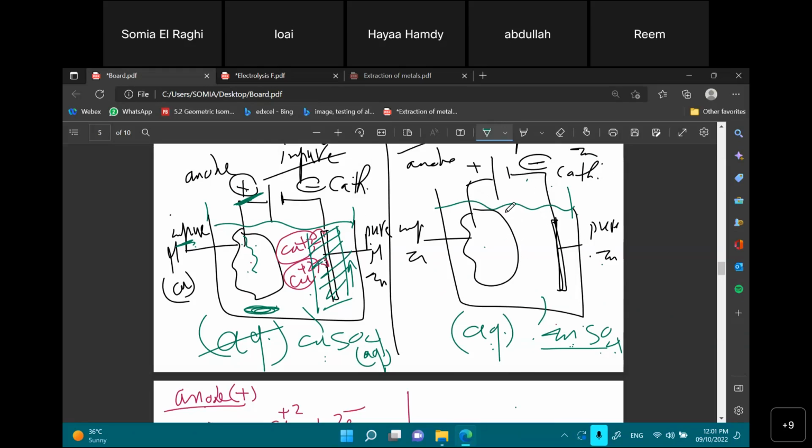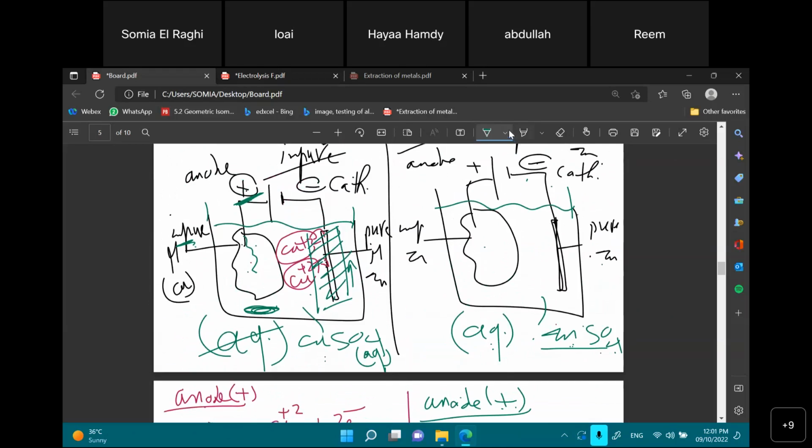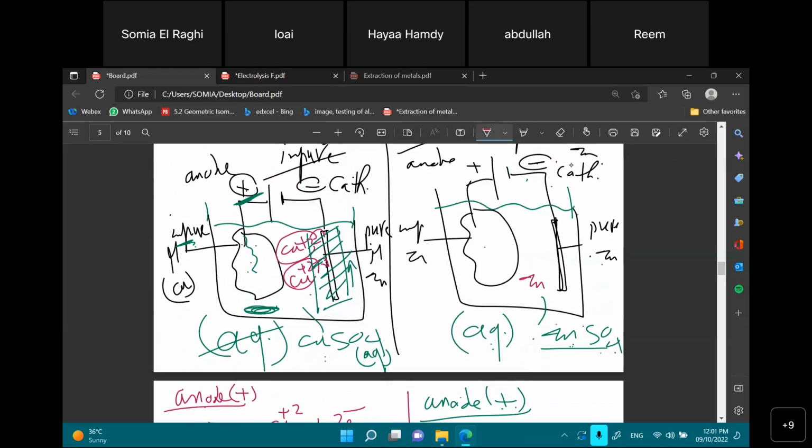Let's do the same way for zinc. At the anode, the anode dissolves. What's the meaning of dissolving? It gives the ions. So zinc, an arrow, Zn2+ plus 2 electrons. Where will this ion go? Toward the electrolyte. It will move over here. I have the positive zinc ion, always attracted toward the oppositely charged electrode, toward the cathode.